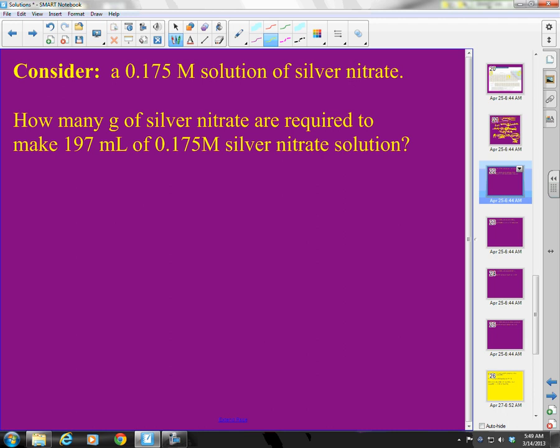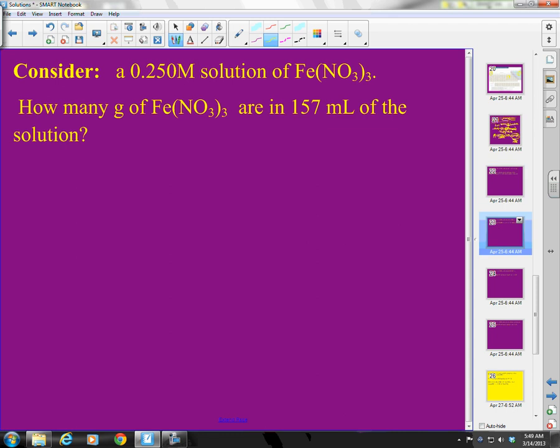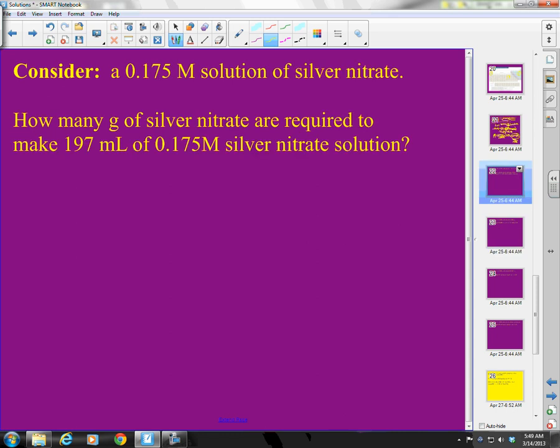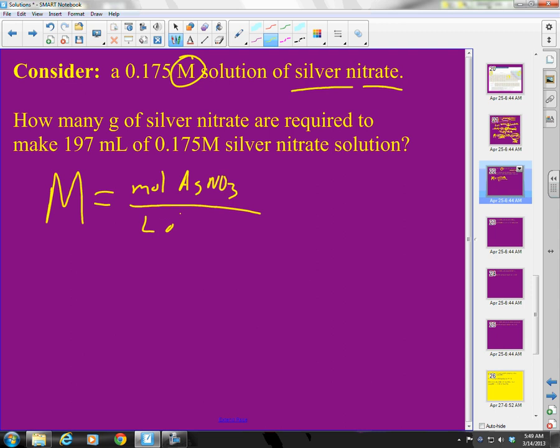Okay, here we go. Consider a 0.175 molar solution of silver nitrate. How many grams of silver nitrate are required to make 197 milliliters of that solution? I'll do this one for you, and then you guys can do the next one by yourself. Here's how we work it out. I know molarity is equal to moles of my solute, silver nitrate, AgNO3, over liters of solution.